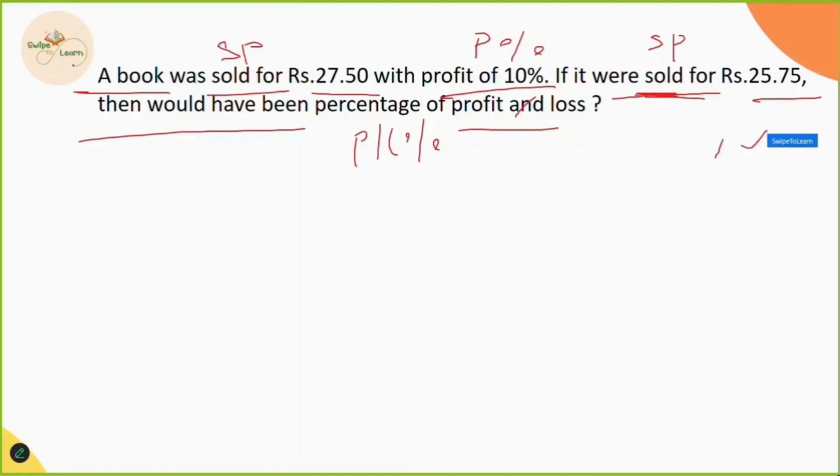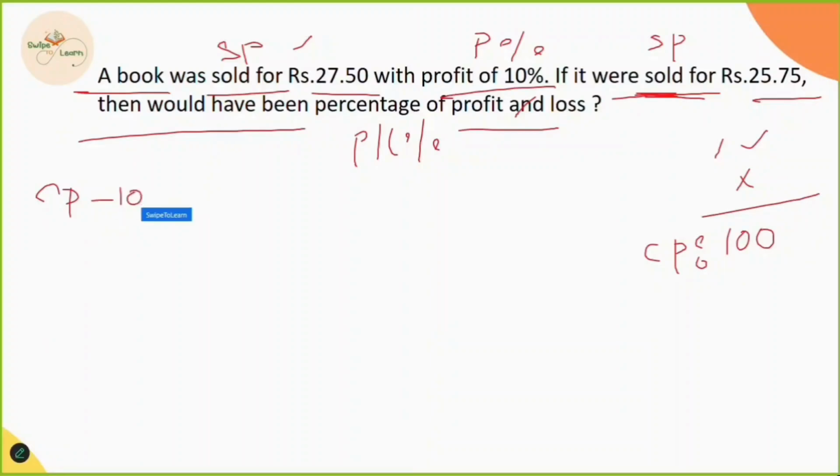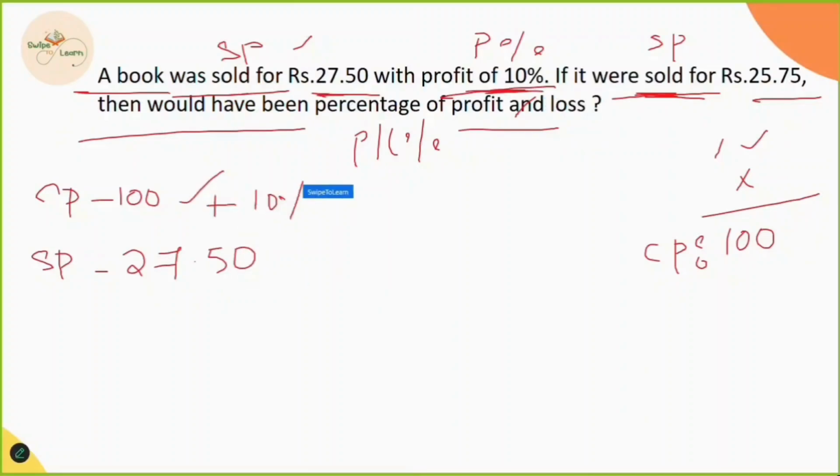When one value is given and the other value is not given, what I said in part 1, we have to consider it as 100. So SP is given, CP is not given, so we consider CP as 100. So CP initially is 100. And what is SP? SP is 27.50. So it is sold with 10% profit. Initially it is 100. If it is 10% profit, at what price is it sold? 110 rupees. So for 110 rupees, it is sold at 27.50.